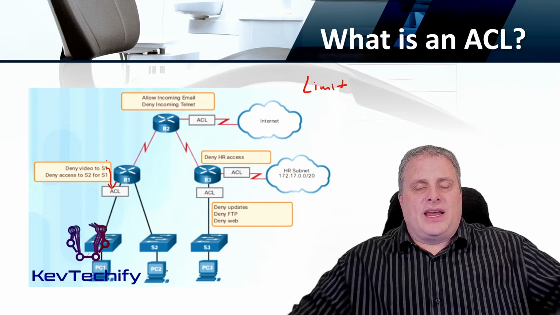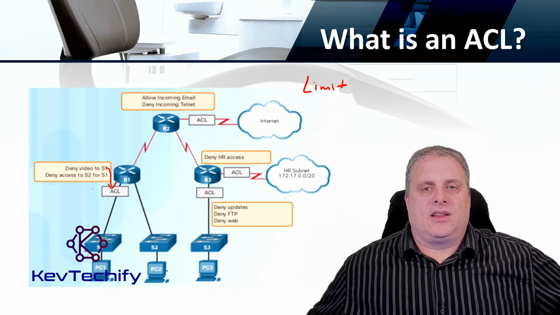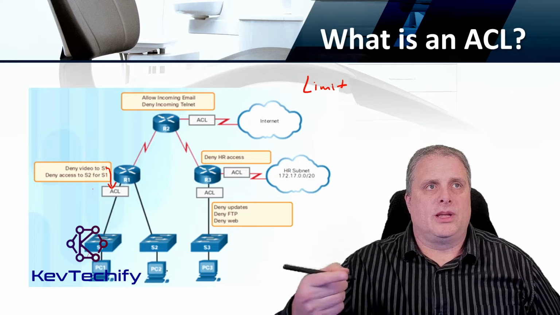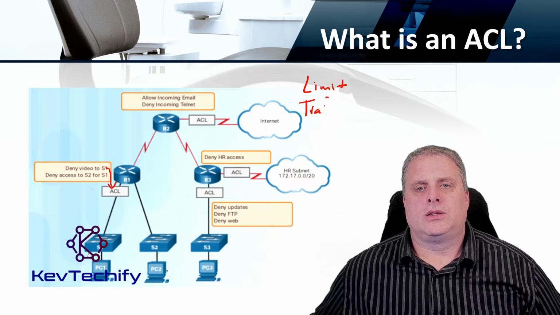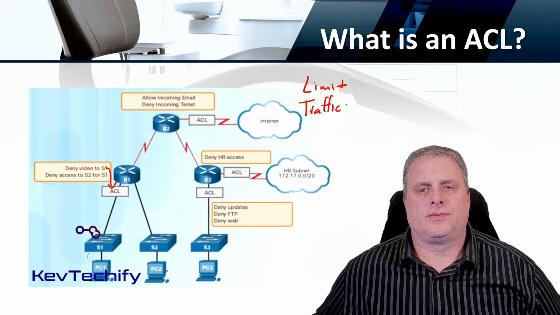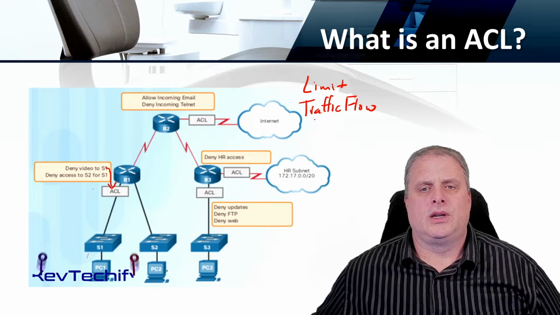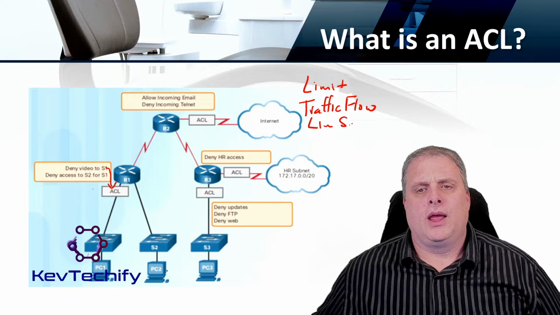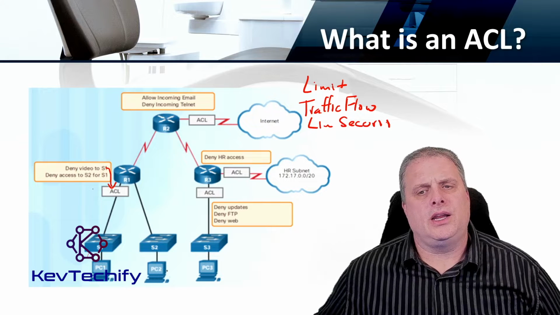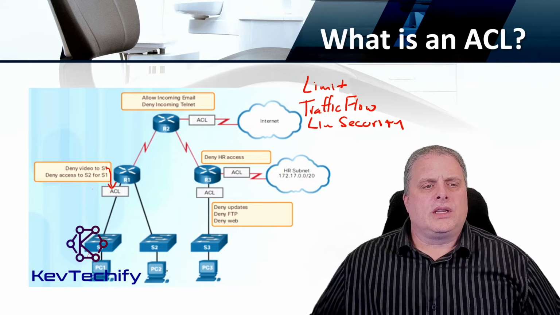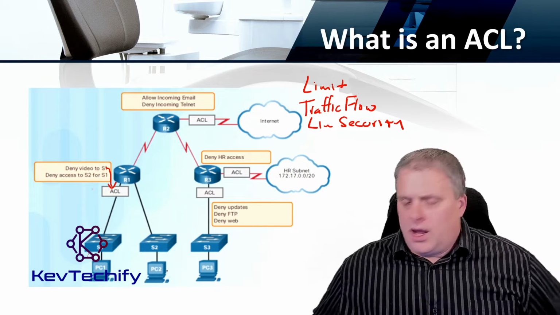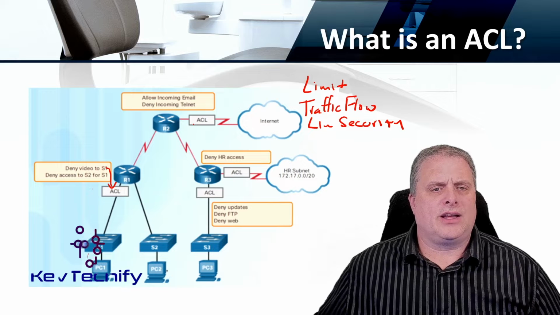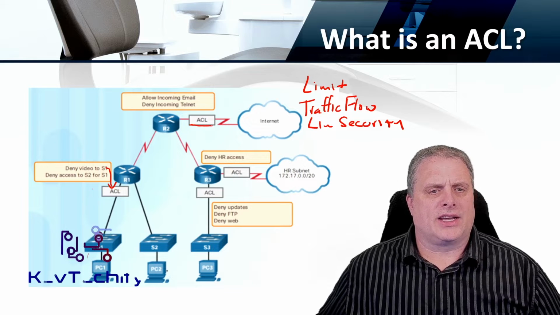Then the idea of ACLs is a basic level of security. So first one we had was limit, then we have traffic flow. Next one is limited security. And what we mean by limited security is we can allow certain things to go through and certain things not to. Up here on our router, there's an ACL on the interface that connects to the internet.